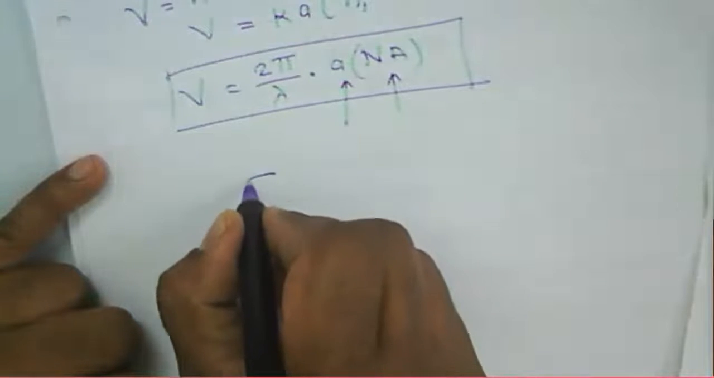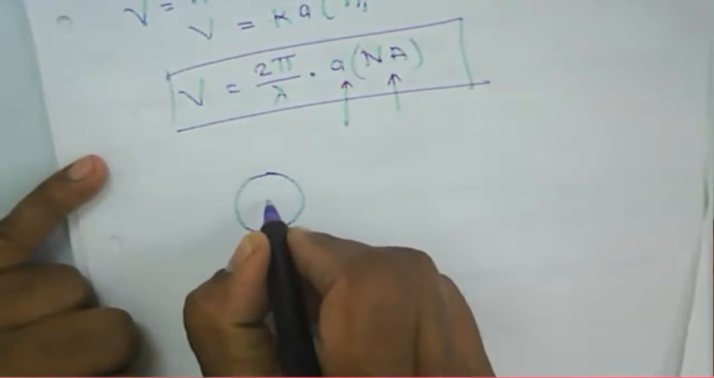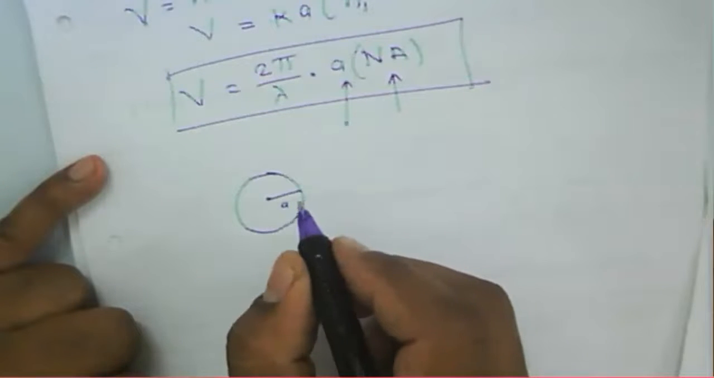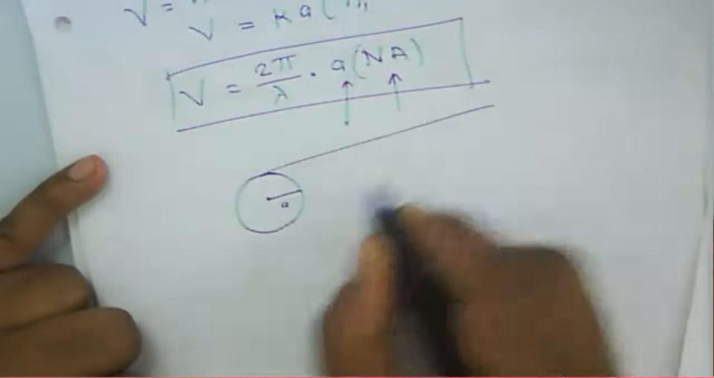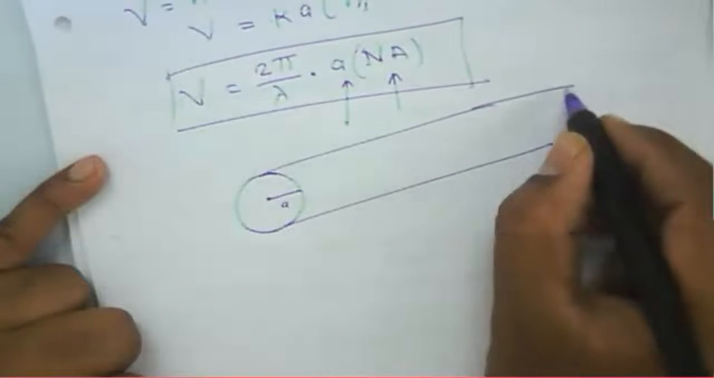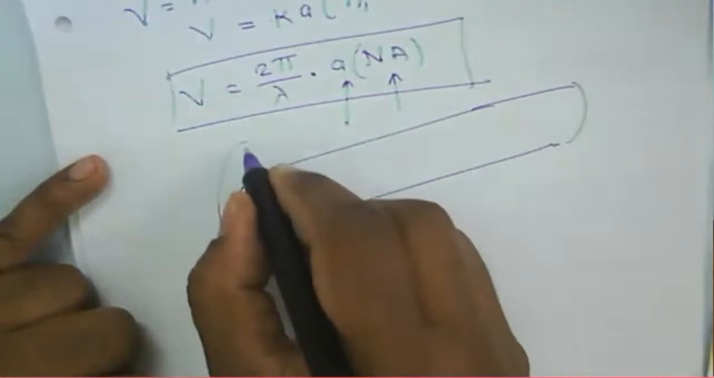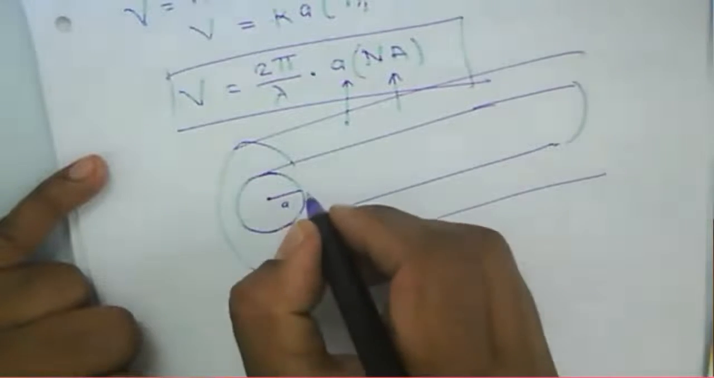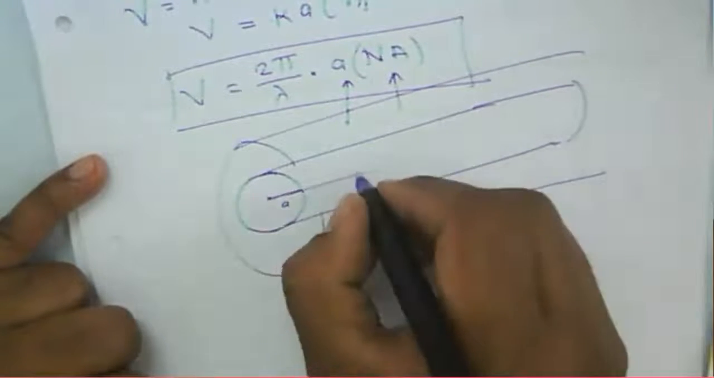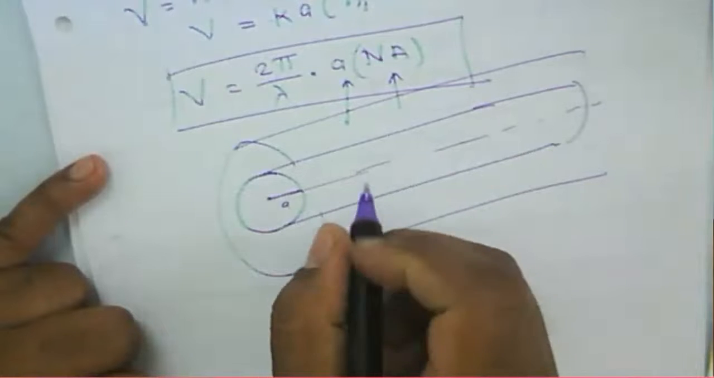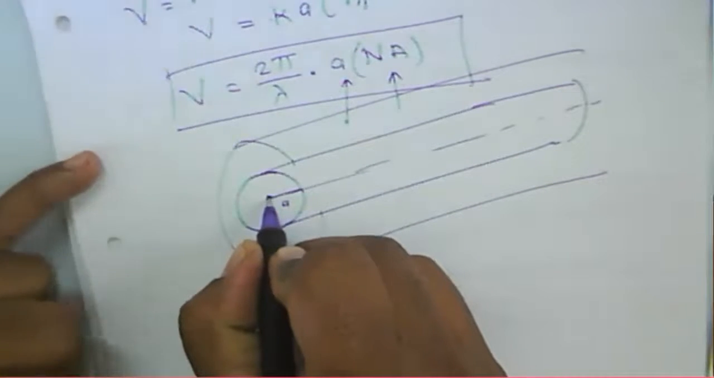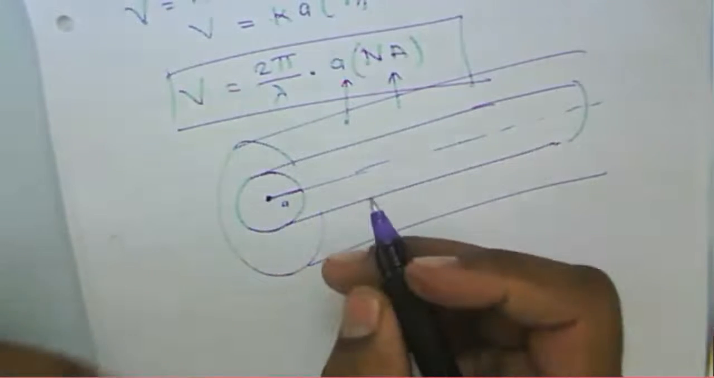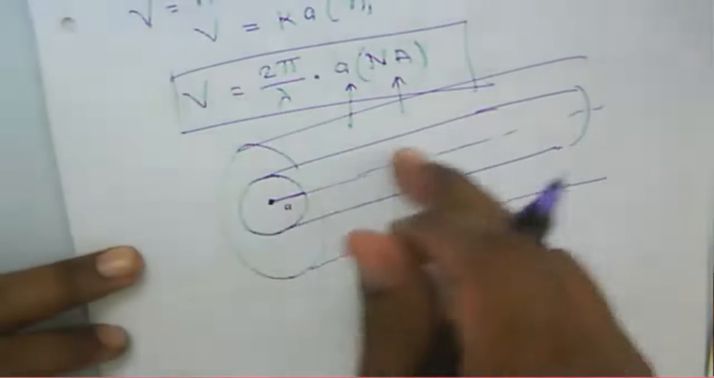So we say that for a given cylindrical fiber, whichever is the radius, this one is about our fiber and this one is about your core and cladding. Okay, in this particular case, we say that this one is a fiber. So at this particular center, light is propagating through the axis.